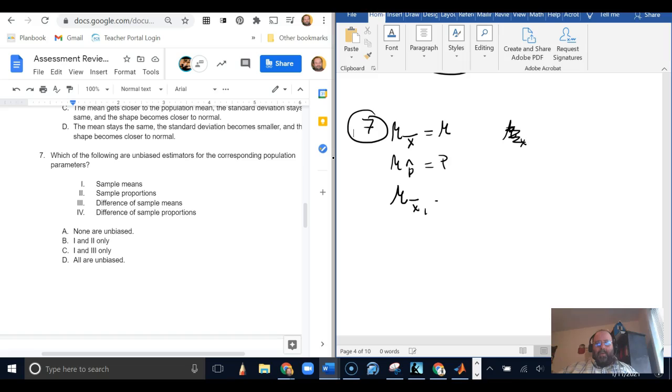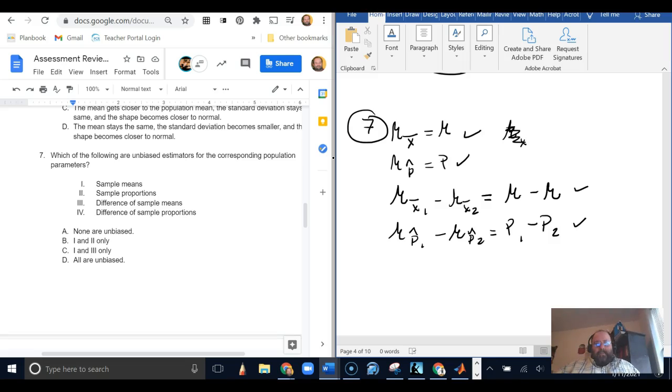Mean x bar 1 minus mean x bar 2 should be equal to mean minus mean, which means that the mean minus the mean is equal to the mean minus mean. We get unbiased from that. Similarly, mean p hat 1 minus mean p hat 2 should just be p1 minus p2. So a difference of sample proportion should also be unbiased. They're giving you the same thing. So in fact, all of these are unbiased indicators.